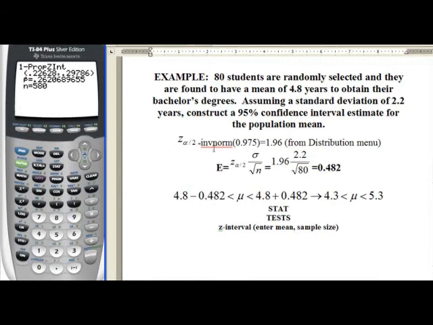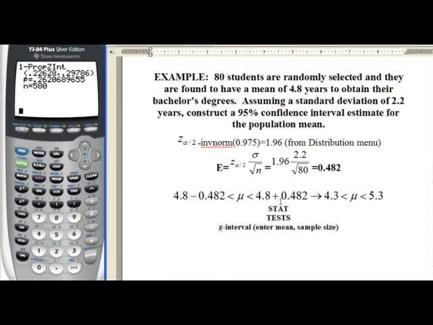Again, similarly, you go to inverse norm since it's a 95% confidence interval, and you get that 1.96 number. You plug that in, 1.96, and you assume this one is the population standard deviation of 2.2, and you plug that in. And we are talking about 80 students. You get your margin of error, and you subtract and you add your margin of error to your sample mean, which is 4.8 minus that and 4.8 plus that.